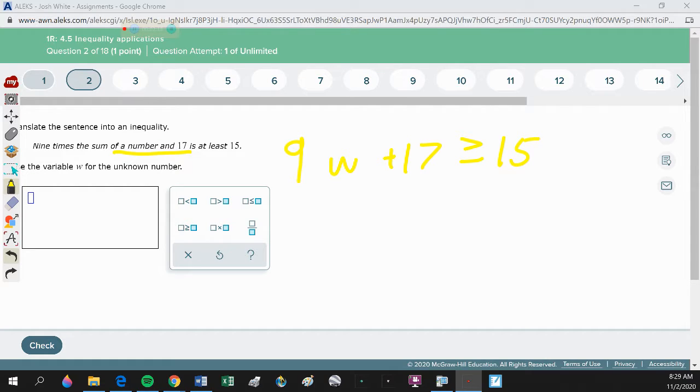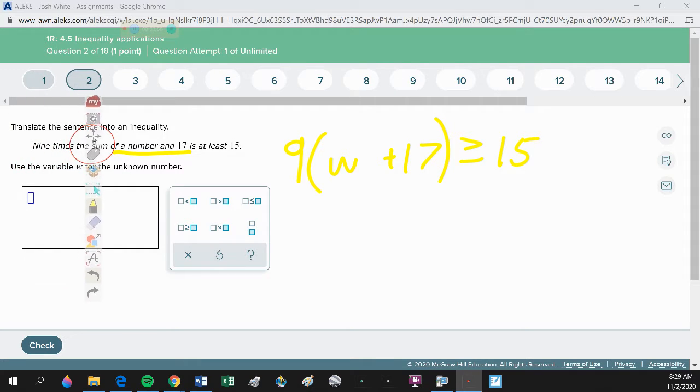I think we've overlooked something. Are we just multiplying the W by 9? No, it says 9 times the sum. So the W and the 17 has to have parentheses. Does that change the value of W? Definitely. If you don't have the parentheses, then you times W by 9 and you add 17. If you do put parentheses, then the W gets times by 9 and the 17 gets times by 9. So it drastically changes the situation.